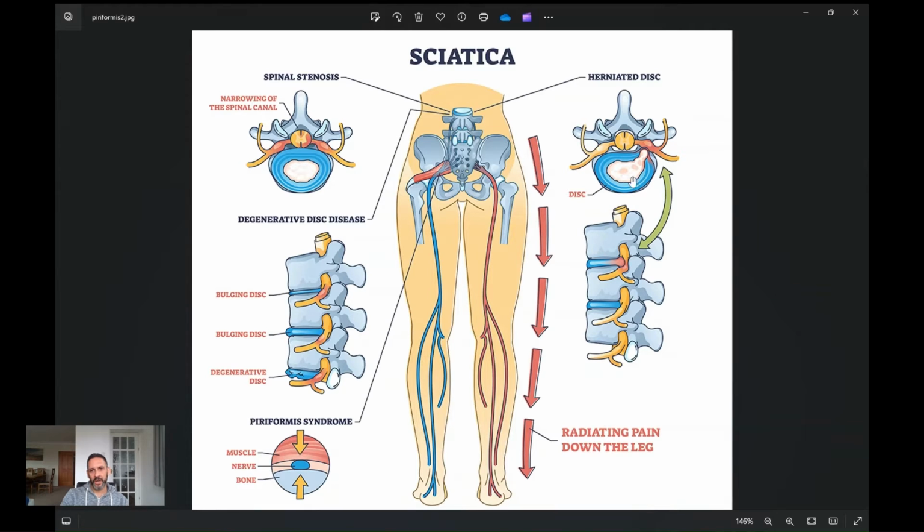spine. So that's a view here of looking at a slice across your waist and looking upwards. This is a piece of disc material here that's herniated out, pinching the nerve, and that sends pain radiating down the leg. Piriformis syndrome is centered around the piriformis muscle.